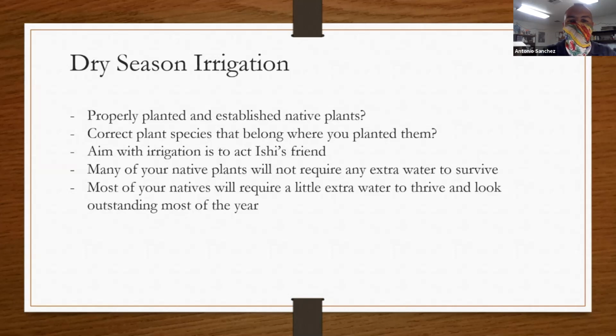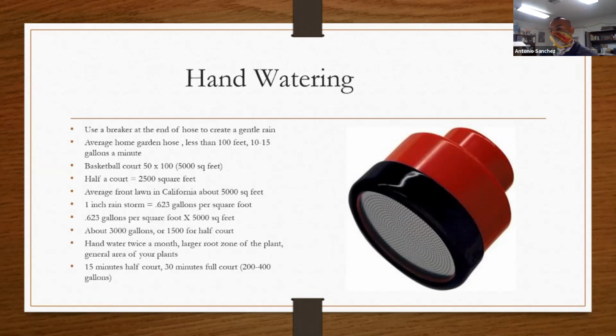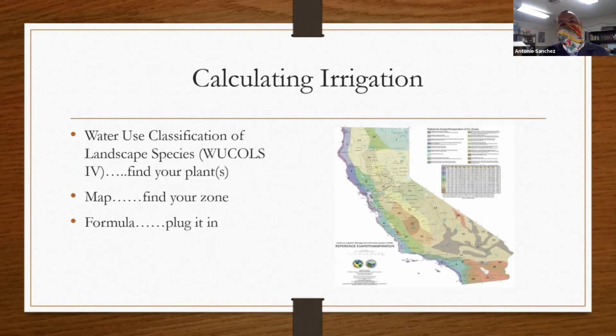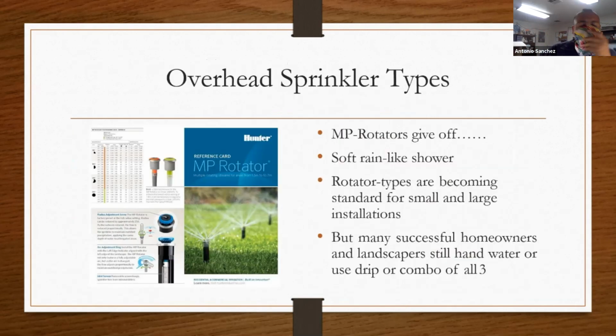So our aim for the irrigation is to act as Ishi's friend. Most of our plants, if we had to leave for a year, they would make it through the summer without us, right? That's the goal, is to make it without us, but they'll look happier and they'll flower more, they'll be brighter, etc., with some water, right? So there's 3 ways to water. We can hand water, we can do drip irrigation, and we can do overhead sprinklers.